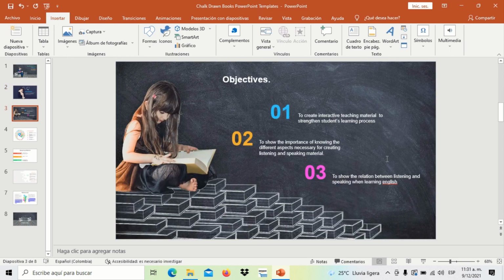I have three objectives. The main one is to create interactive teaching material to strengthen students' learning process. Secondly, to show the importance of knowing the different aspects necessary for creating listening and speaking material. And finally, to show the relation between listening and speaking in learning English.